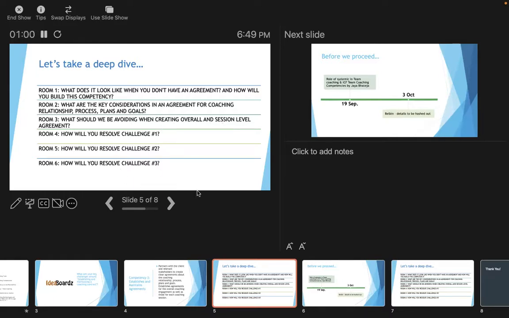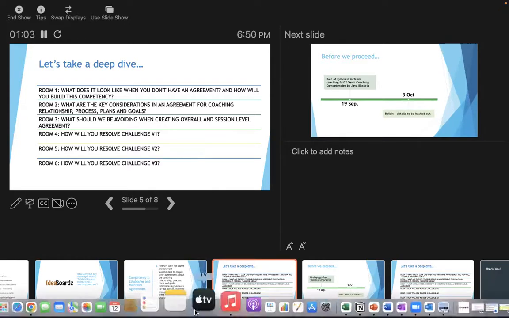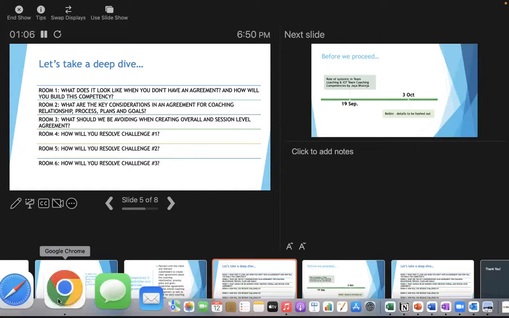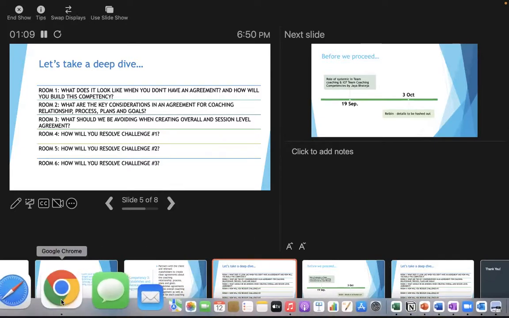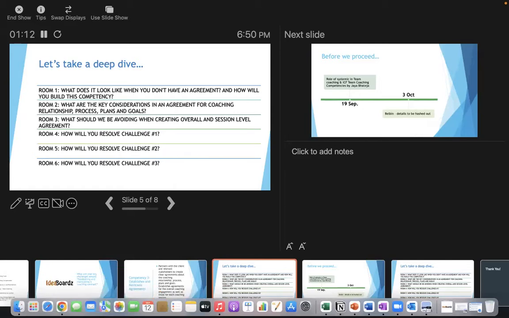For rooms 4, 5, and 6, we'll have to pick the top 3 challenges, and I'm going to bring in the page again. Give 30 seconds more for voting in case anybody wants to. Otherwise, I can see a clear winner: clarifying what coaching is for the coachee. And we've got a couple of ties here. We also have re-agreement during the coaching at a later stage, and some similar things around the contract changing very often. Very similar ones, so we can pick that up to be the second.